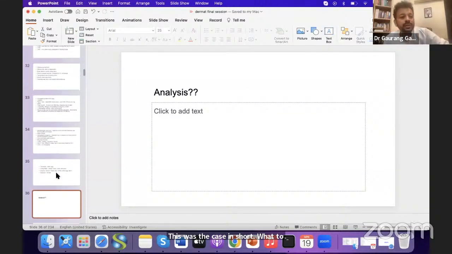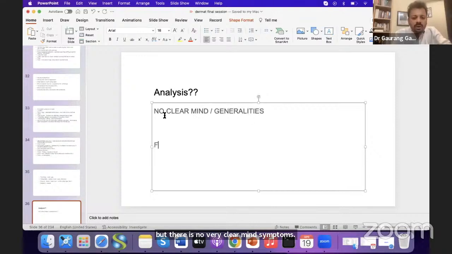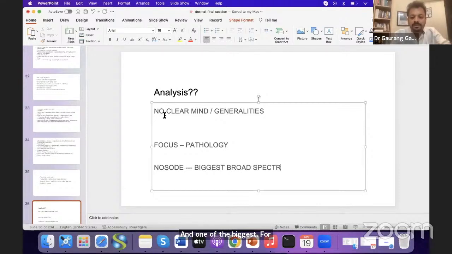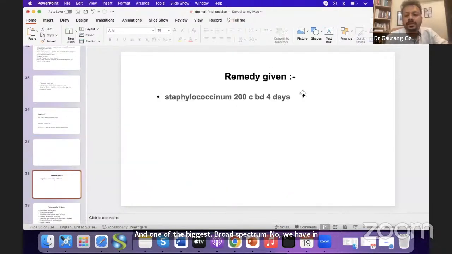What to do? In this case, you can try to individualize the case, but there are no very clear mind symptoms. There are no clear generalities. The whole focus is on the disease, on the pathology. In many such cases, the focus is to prescribe a nosode. One of the biggest broad spectrum nosodes we have in homeopathy, and we will discuss it, is what I gave. I gave Staphylococcinum 200 two times a day for 4 days. This is the remedy we gave.